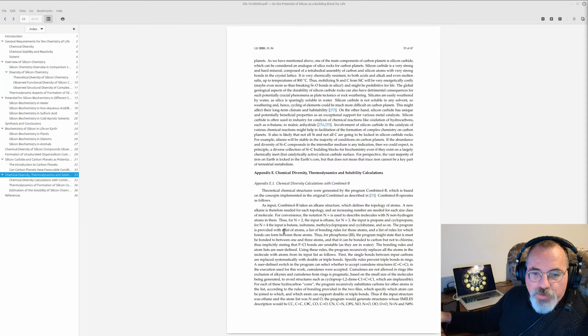The program is provided with a list of atoms, a list of bonding rules for those atoms, and a list of rules for which bonds can form between those atoms.